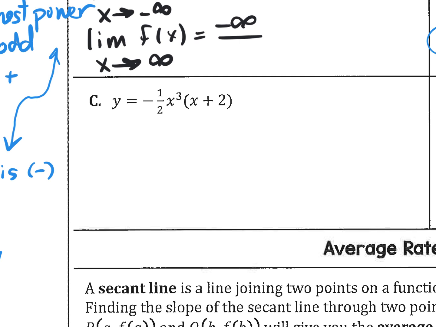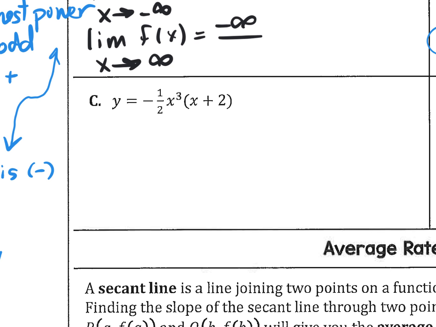They're sneaky on you sometimes. I've got a cube here, but I've got a what here? Another one, don't I? So we have to consider this whole thing. X cubed times x is what? X to the 4th. So this is even and what? Negative. So even and negative is going to look like what?